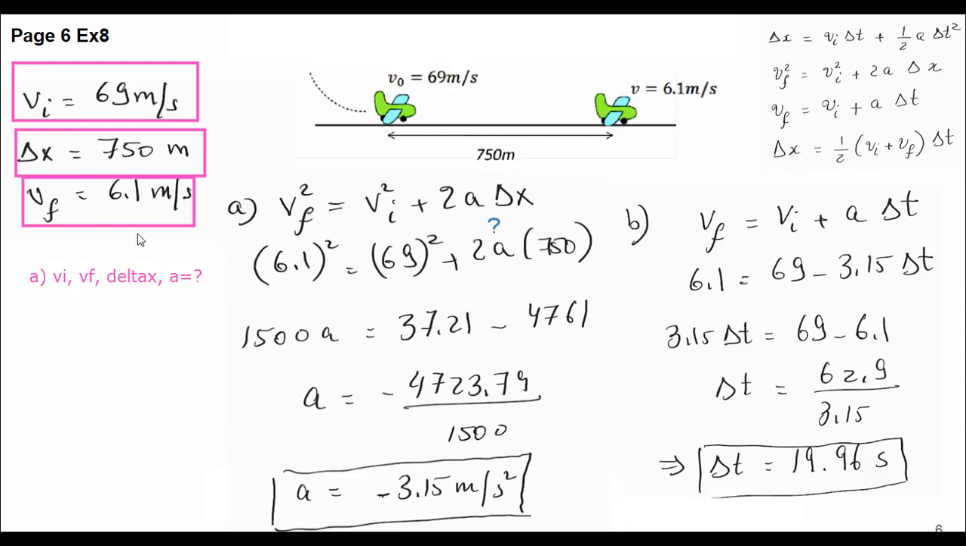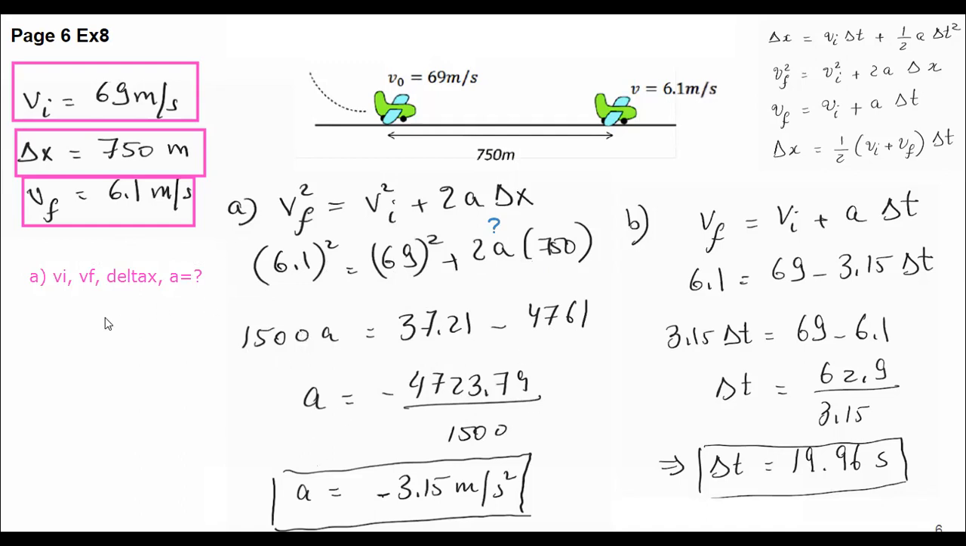Okay. Now I start solving the problem. 2A times 750, I can keep it on this side and take 69 squared to the other side and then flip. So I have 1500A is equal to 37.21 minus 4761. I do the calculation, I get my acceleration.